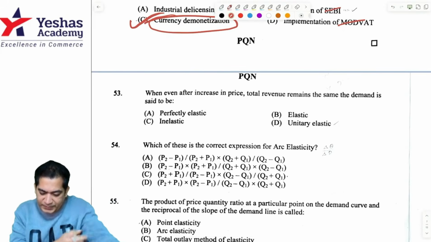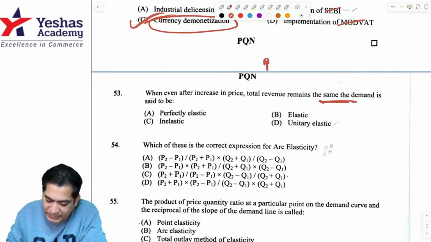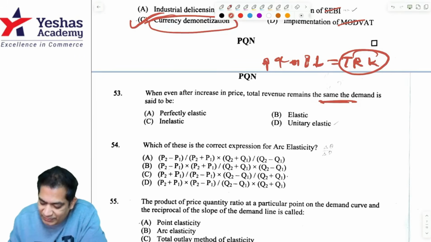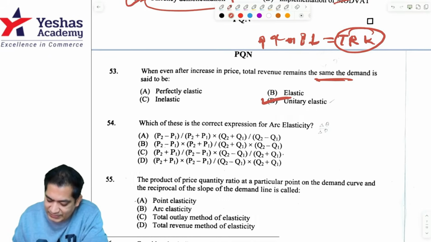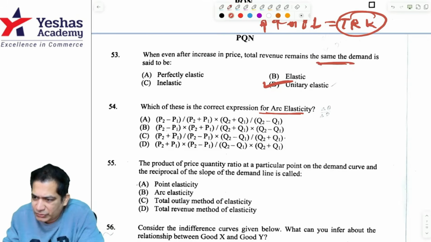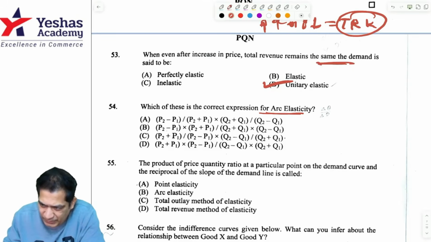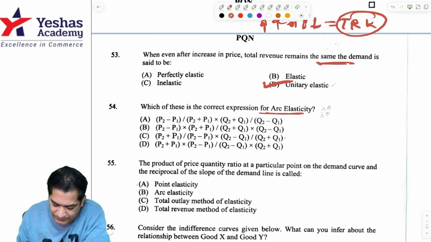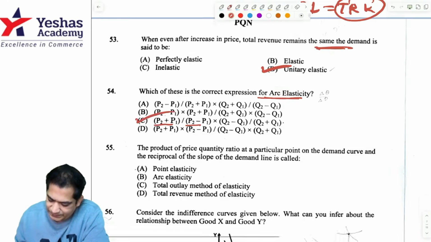Even after increase in price, total revenue remains the same. It means price increases or price decreases, TR remains constant. We studied this in the outlay method, right? Then the demand is unitary elastic. Which of the following is the correct expression of arc elasticity? Formula goes P0 plus P1 divided by P0 minus P1 into Q0 plus Q1 divided by Q0 minus Q1. Here instead of P0 P1 they have taken P1 P2. So the answer will be P2 plus P1, P2 minus P1, Q2 minus Q1, Q2. C is the answer here.